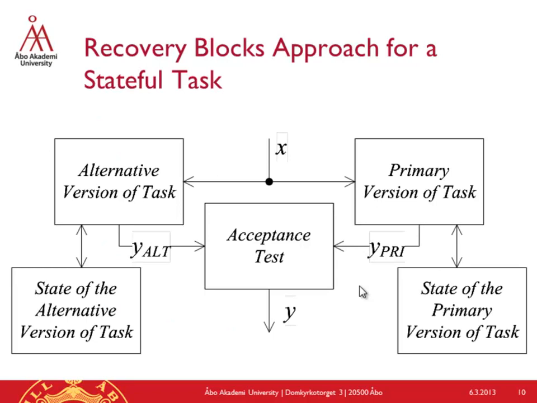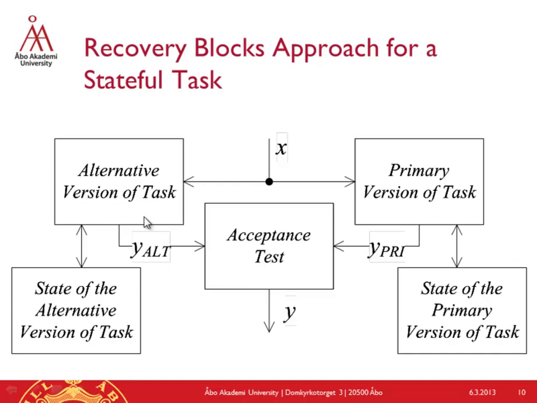So what is the approach for recovery block adaptation for this case? We have two versions of the same task, primary and alternative. What does primary version mean? The primary version might be a debugging version. This might be an optimized version. This might be a very complex version. It might be even too complex to verify in a normal or acceptable amount of time.